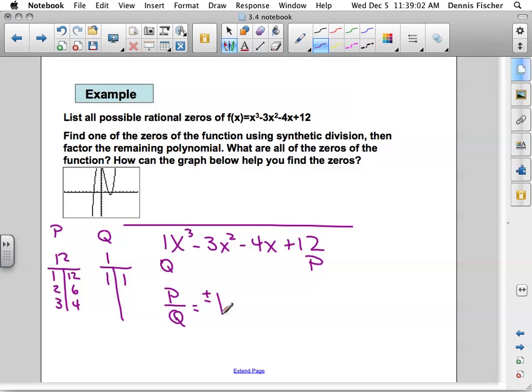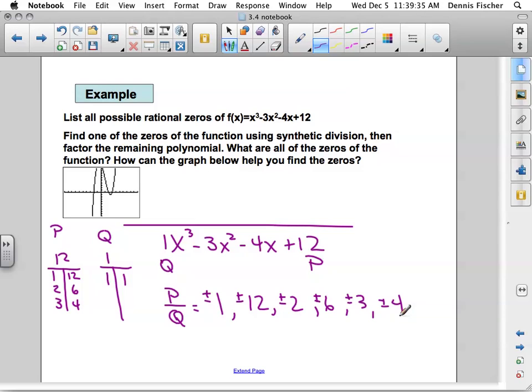Let's go here. 12 over 1 is plus or minus 12, correct? 2 over 1, plus or minus 2. 6 over 1, plus or minus 6. 3, and the last one is plus or minus 4. What the rational root theorem says is this.